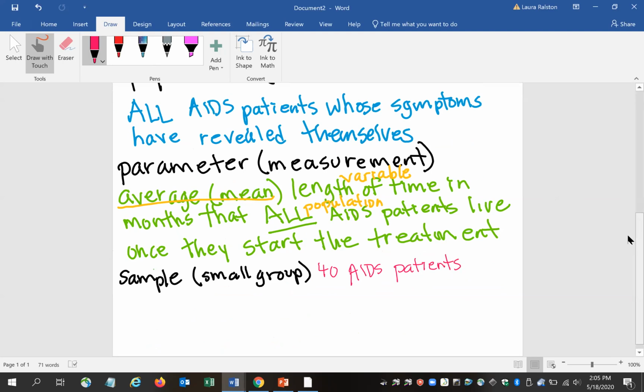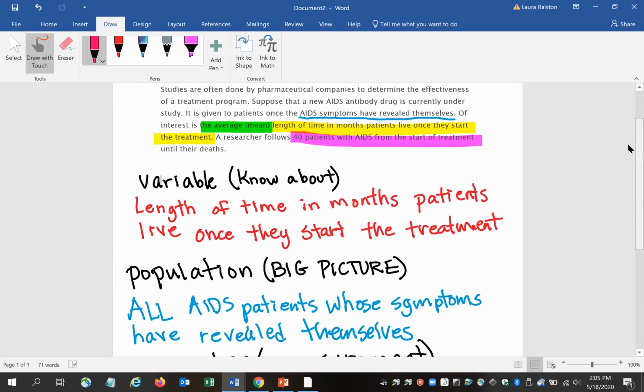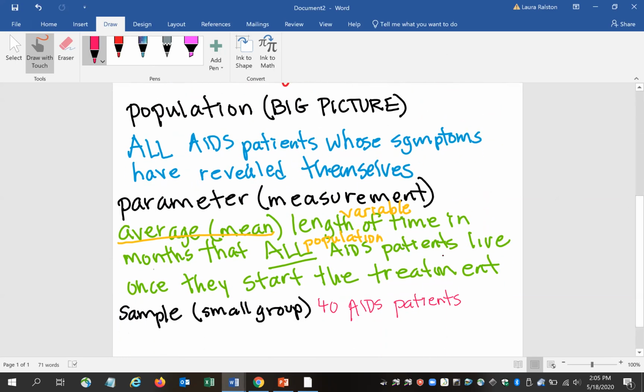How did they word it? Again, you want to put in the details. The 40 AIDS patients receiving the treatment. And they're receiving the treatment because their symptoms have revealed themselves, so they're given this new drug. The statistic is really the same as the parameter, except it applies to that small group.